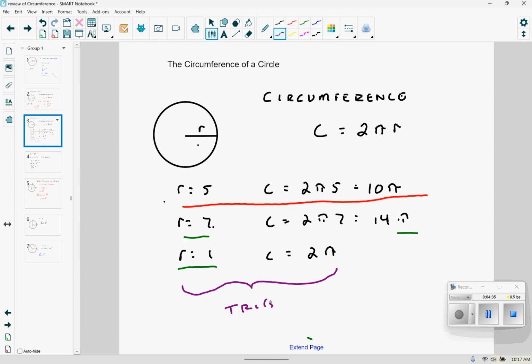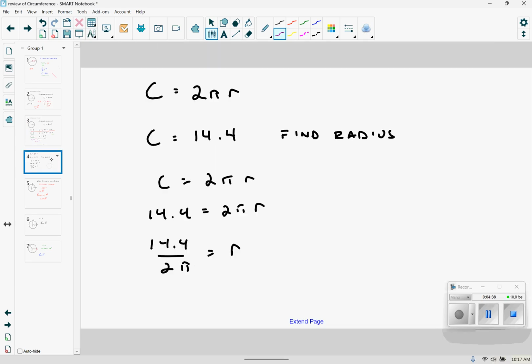So again, just to prepare you for some assignment problems. If the circumference we know is 2 pi r, and if we're given that the circumference is 14.4 and we want to find the radius, again, we're simply going to use the formula. Circumference is 2 pi r. We're going to substitute 14.4 into the circumference. And so now we have 14.4 is 2 pi r. Divide both sides by 2 pi. And we get the radius is 14.4 divided by 2 pi.